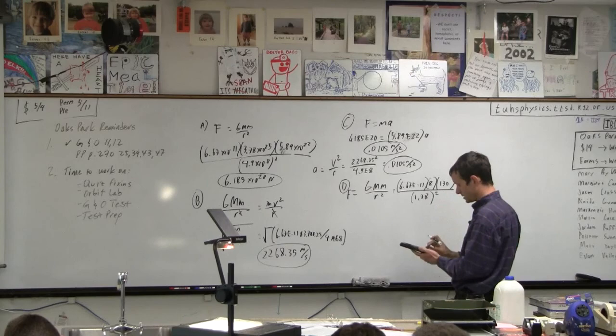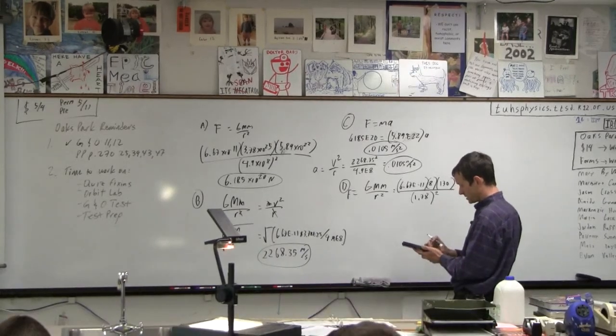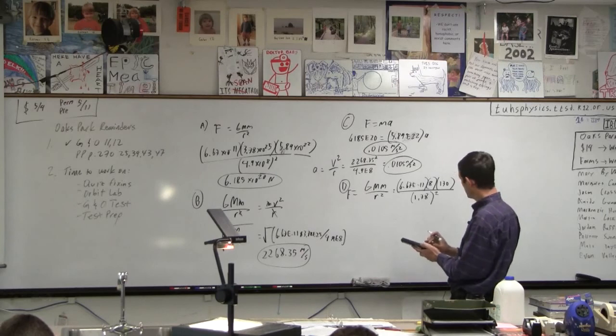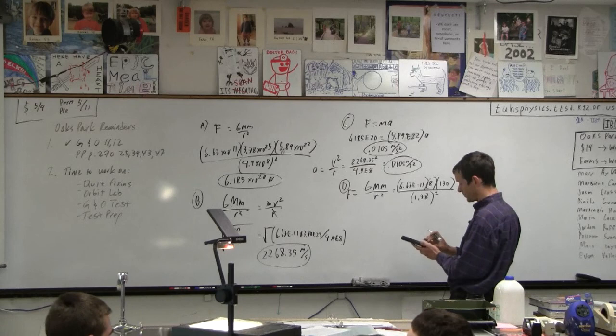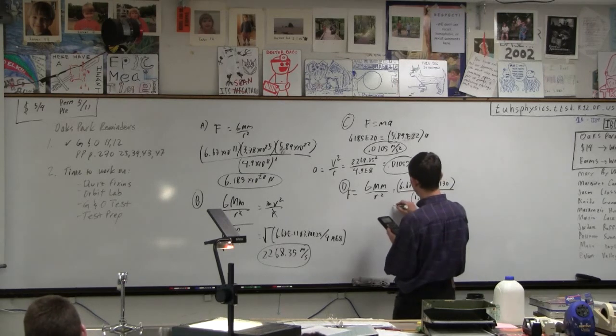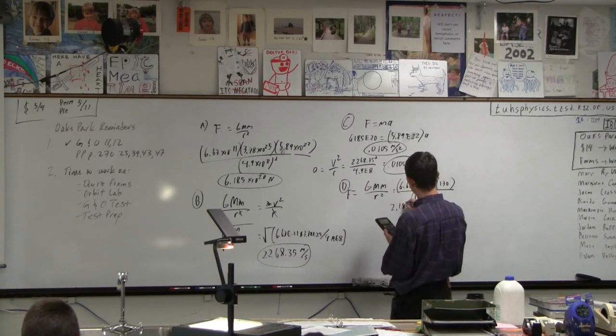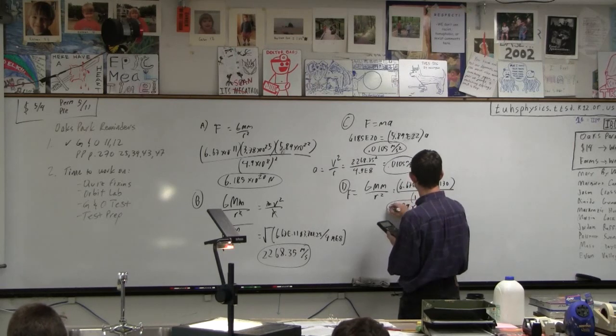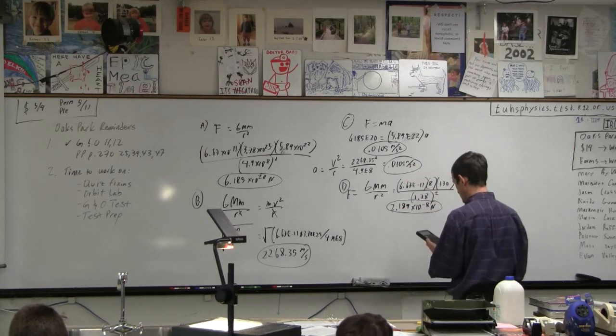Got to square this. Times, let's see, 8. Whoops, I said 8, I typed 5. Okay, times 130 divided by 1.78. So there's that answer. This is very small. 2.189 times 10 to the minus 8th newtons.